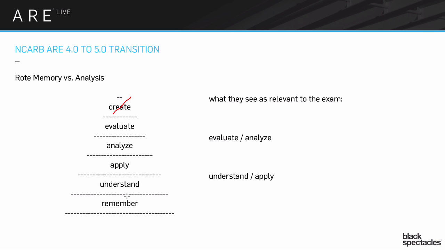And with remember, they're trying to get away from the simplistic question of, what is the value of pi? So they're really trying to get you to focus on these two areas: evaluate and analyze together, and apply and understand together. Clearly, evaluate and analyze are more cognitively difficult questions, and apply and understand are a little simpler, more straightforward. You'll start to notice these EA or AE, I can't remember, and UA designations at various points.